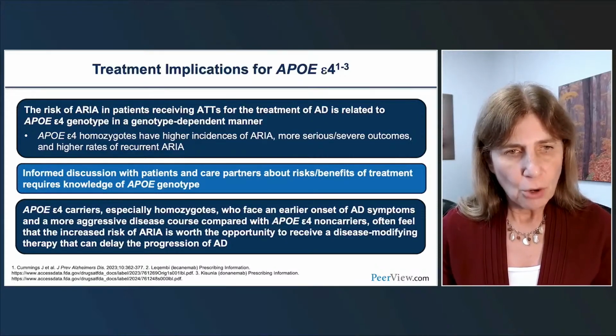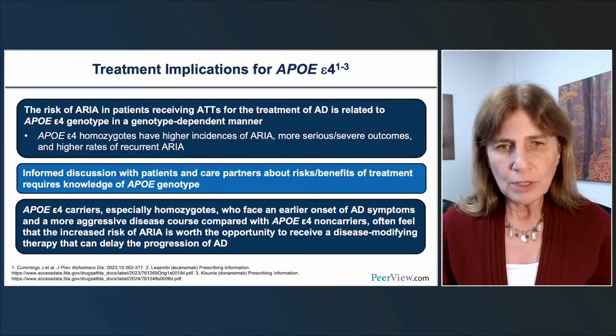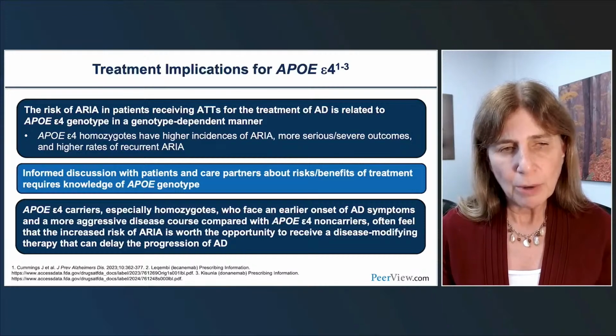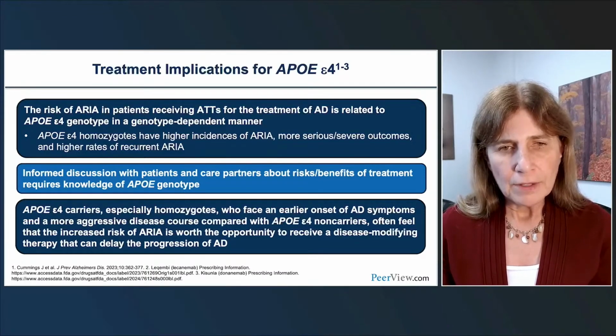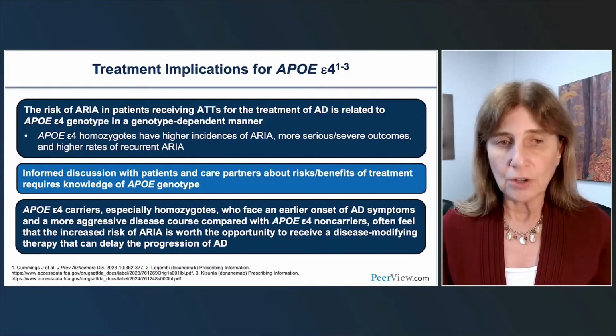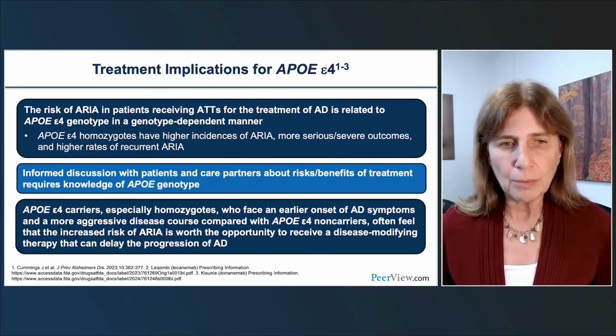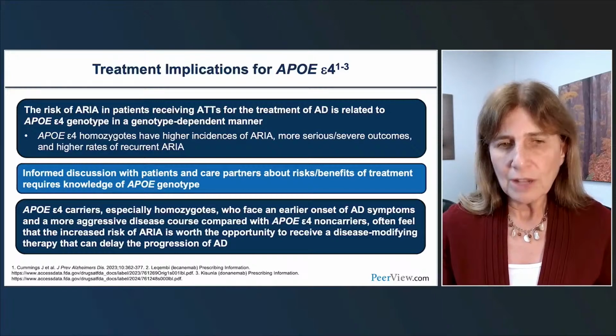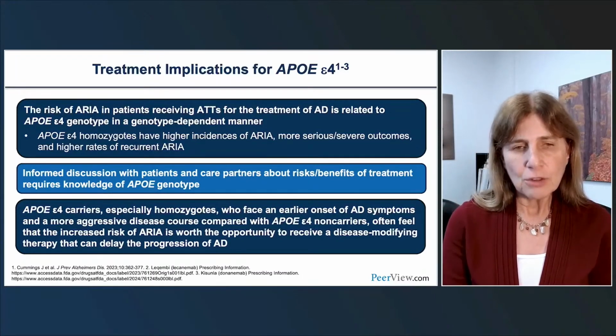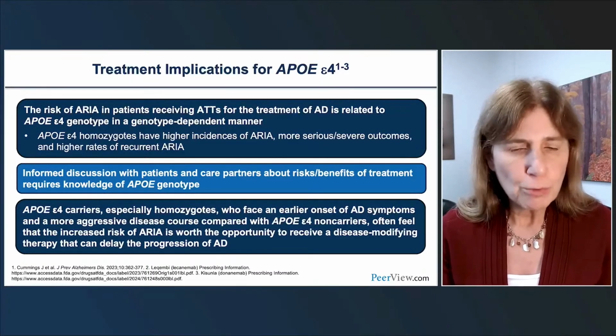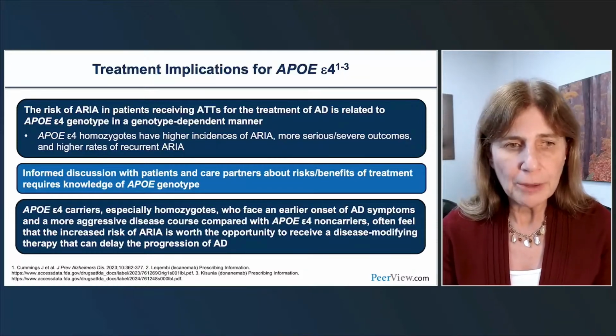ApoE4 carriers and homozygotes are not excluded from anti-amyloid monoclonal antibody therapy, and they often feel an urgency of treatment. They are often younger than the overall Alzheimer's population, may still be working, and are very keen on embarking on therapy. So it's important, if they want to go ahead, that they stick to the monitoring and management requirements that are in place for ARIA.